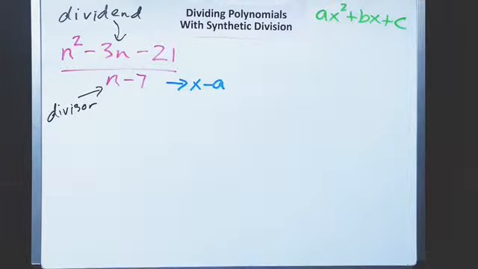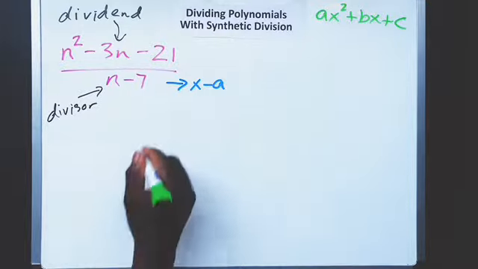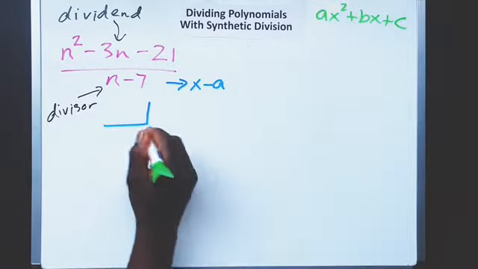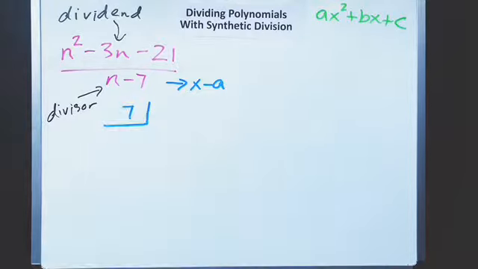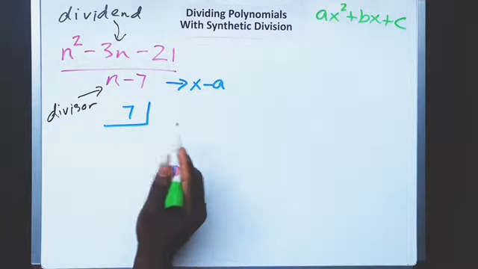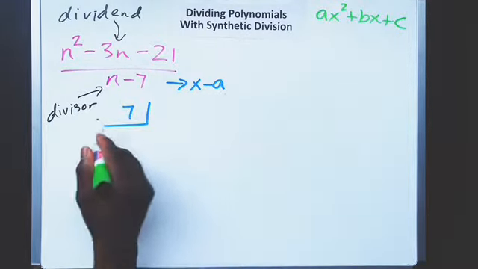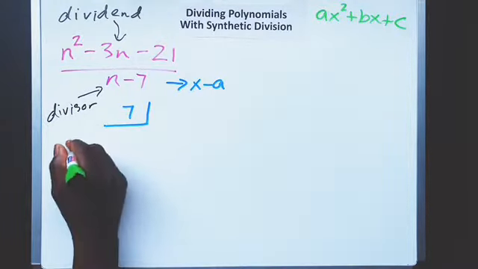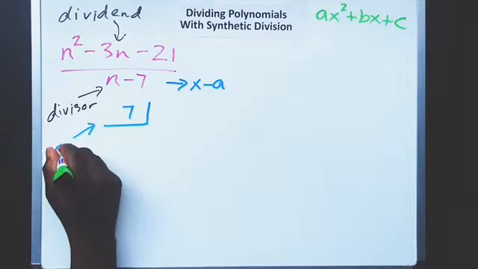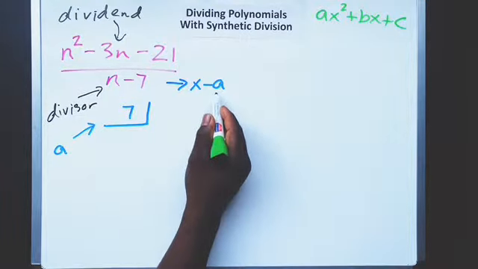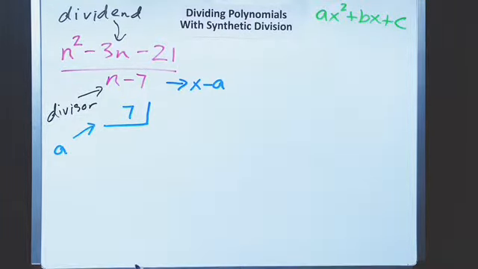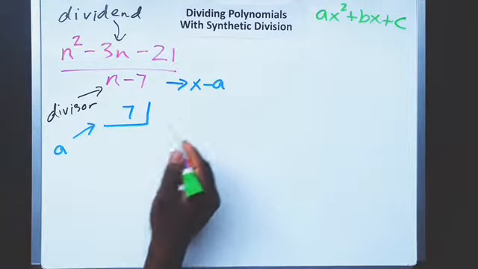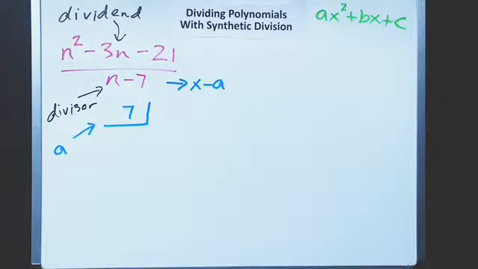Let's go ahead and set up the system for synthetic division. So I take the 7 here, and I place it here. We have x minus a, and we know that what goes here is a, okay? So if that were x plus 4, we would have a negative 4 there. So just keep that in mind.